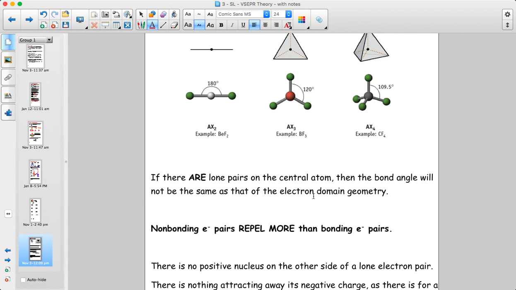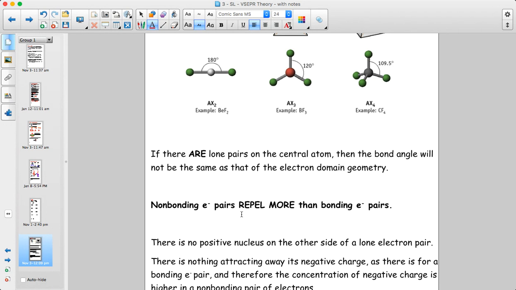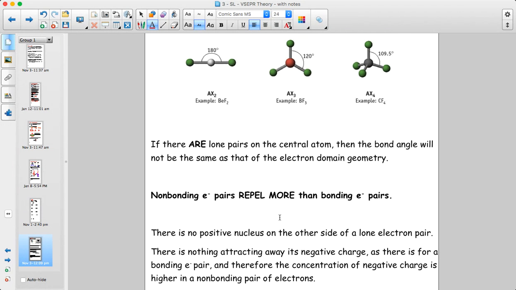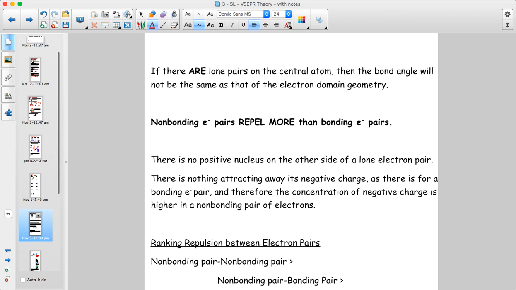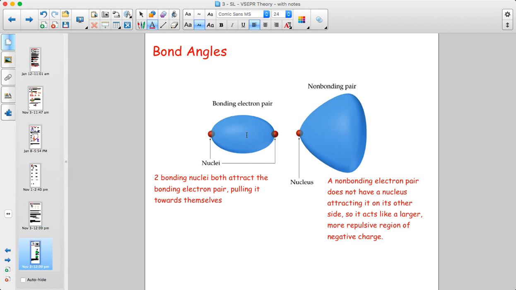Okay, the issue when you bring in lone pairs is that non-bonding electron pairs repel more than bonding electron pairs. The idea is that a bonding pair is between two nuclei. Thinking of it as a region where the electrons may exist, it's getting pulled in two directions: it's getting pulled towards this nuclei and towards that nuclei. So if you think about one atom at a time, the electrons are being pulled away from that atom a little bit by the other nuclei.